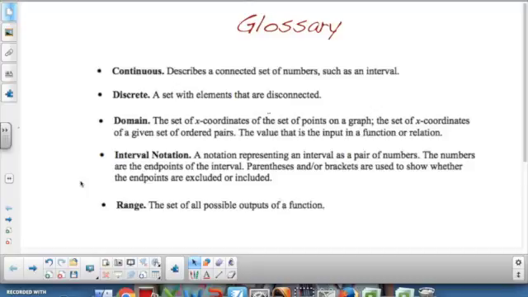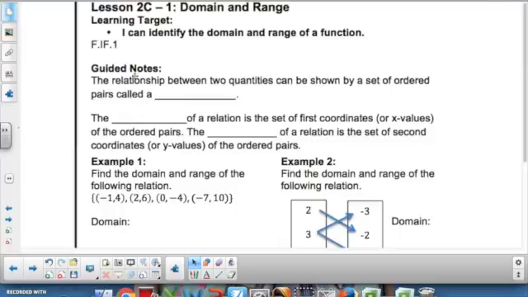Domain is the set of x coordinates. We're going to talk some more about that in the notes. Range is the set of outputs or y coordinates. We're going to talk some more about that as well. Interval notation is a way of writing sets of numbers, and we're going to talk a lot about that today as well. So we'll get into that momentarily. So let's go ahead and start our notes.